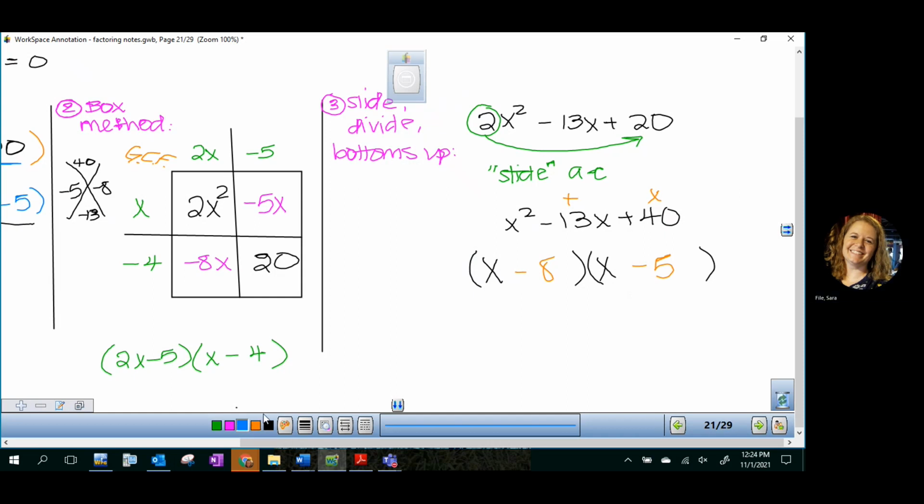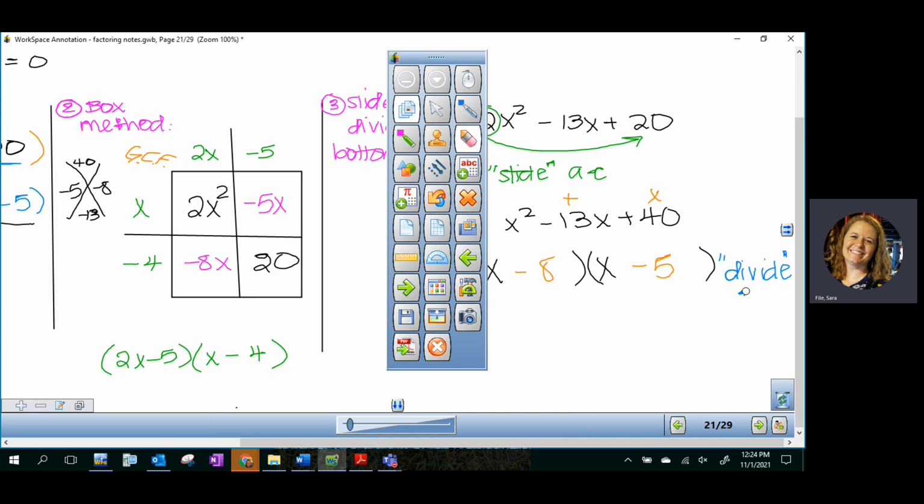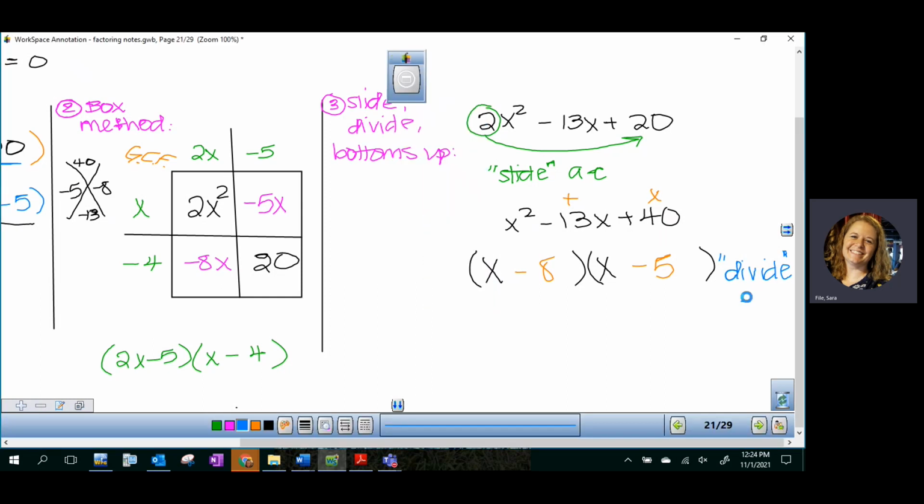So far, so good? Now, that's not our answer. It's not factored here because we slid that A down and multiplied it by C. So now we have to divide the A back out. We did slide, now we're going to do the divide, and it's dividing by A. Both of these get divided by A, which is 2. If it divides evenly, you have your factor. So this is x minus 4, because 8 divided by 2 is 4.